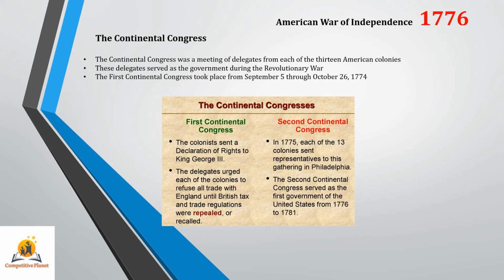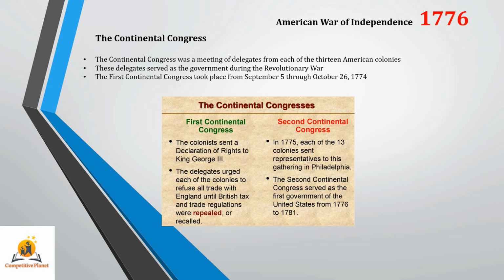Actually, George Washington was elected as commander-in-chief of the Continental Army, and this happened in the Second Continental Congress. And the Continental Congress issued the Declaration of Independence on 4th July 1776. So from 4th July 1776 they declared independence.